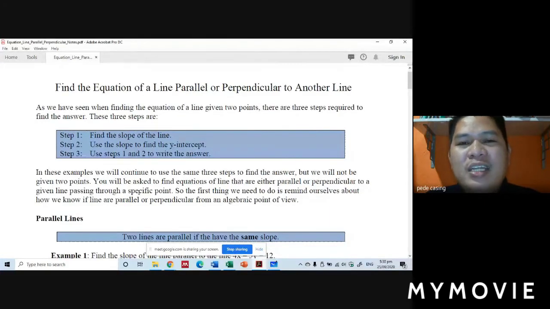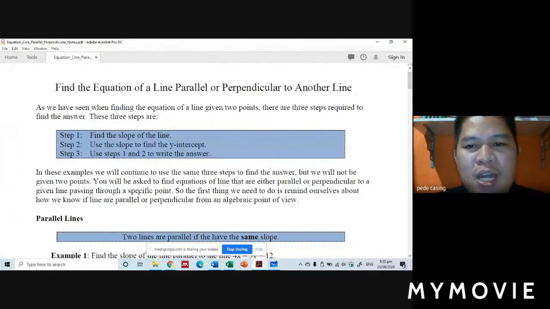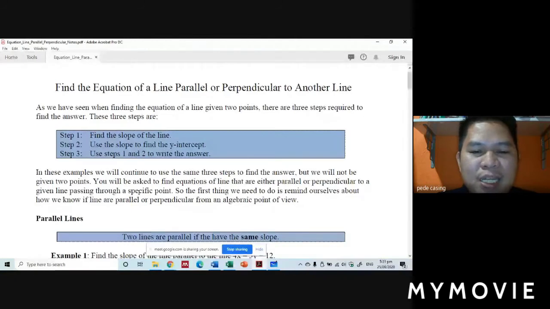So again, you have only 3 steps in finding the perpendicular line or the parallel line. So in these examples, we will continue to use the same 3 steps to find the answer. But we will not be given 2 points. You will be asked to find equations of lines that are either parallel or perpendicular to a given line passing through a specific point. So the first thing we need to do is remind ourselves about how we know if lines are parallel or perpendicular from an algebraic point of view.